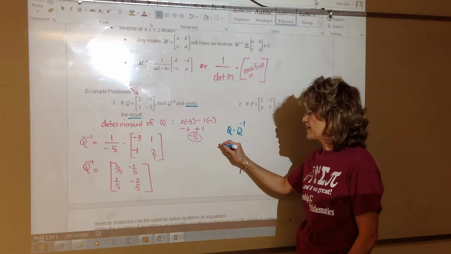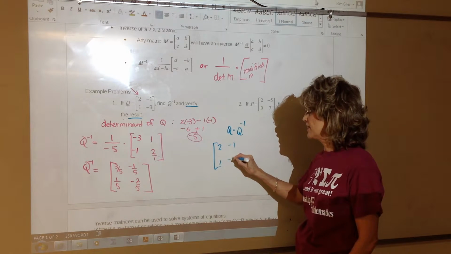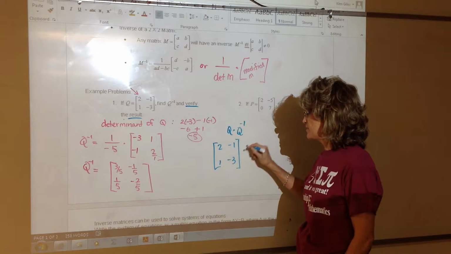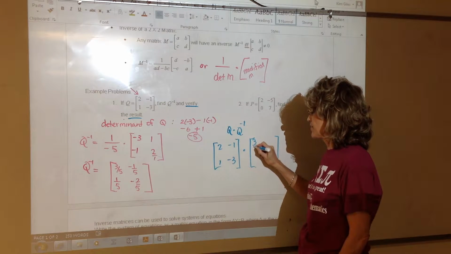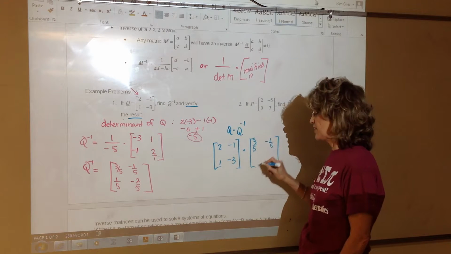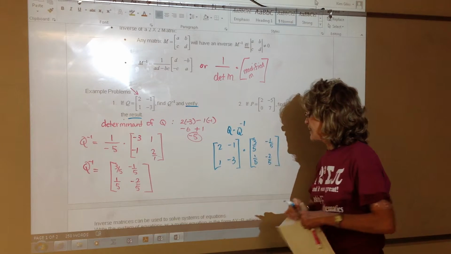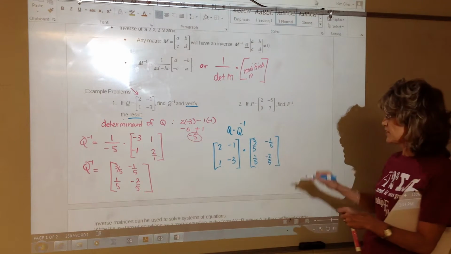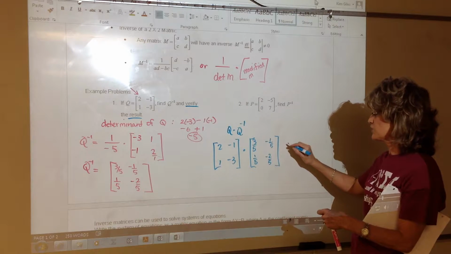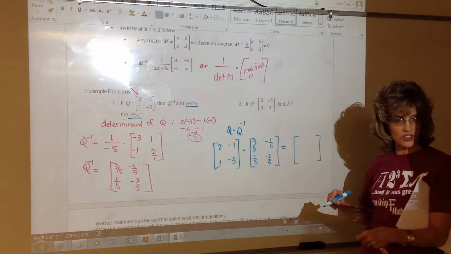So if you multiply the original Q, 2, negative 1, 1, negative 3, times what we think is the inverse, 3/5, negative 1/5, 1/5, negative 2/5. If we multiply those, we have a 2 by 2 times another 2 by 2. Is it possible to do the multiplication? Yes, it is. In fact, we'll get a 2 by 2.